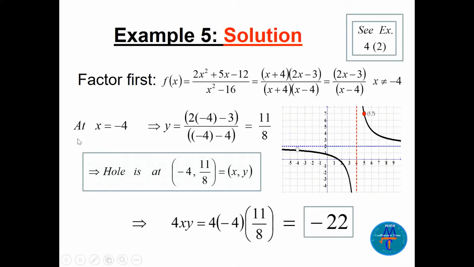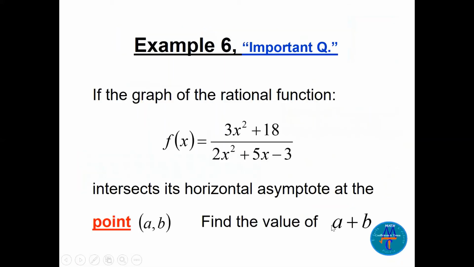I found x at x equals minus 4, where we have a missing point or a hole. We find y is 11 over 8. Just in this question, we multiply 4xy. 4 times minus 4 times 11 over 8 is minus 22. Nice question. Example 6 is important.